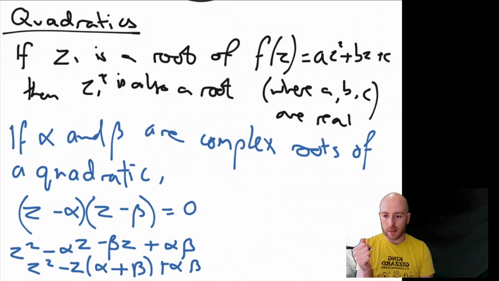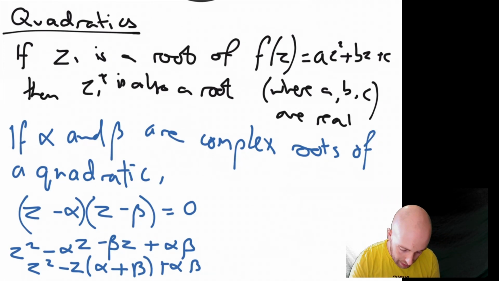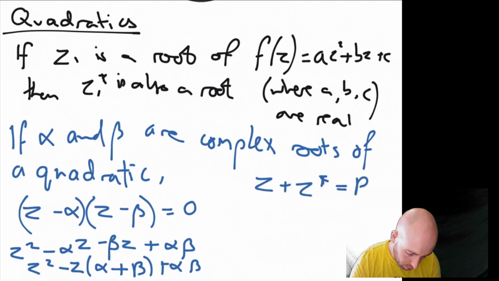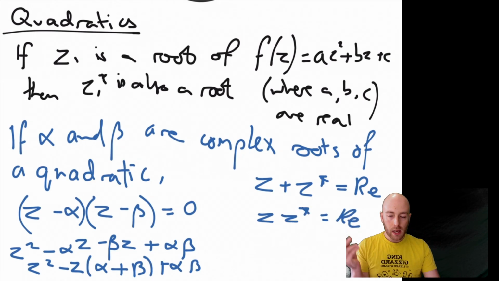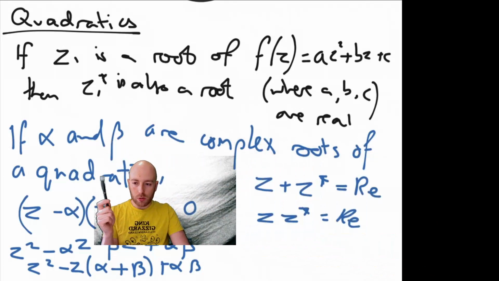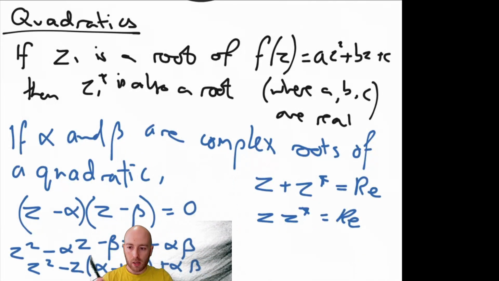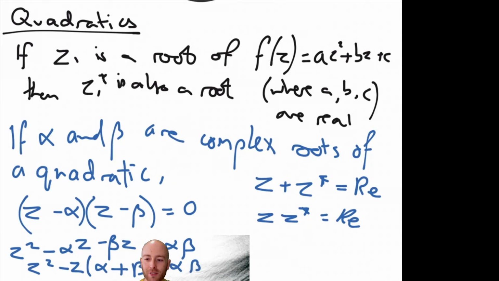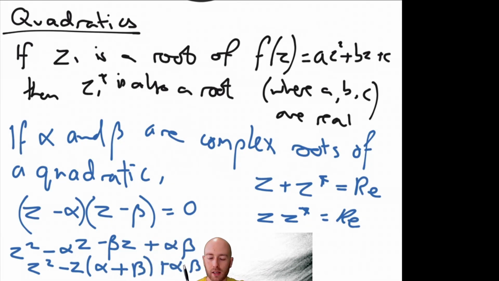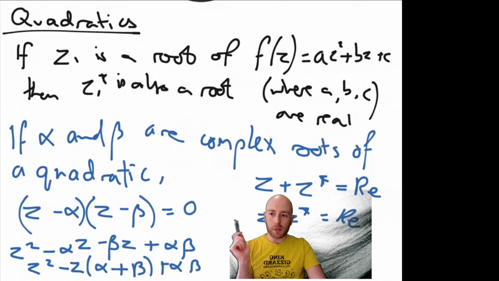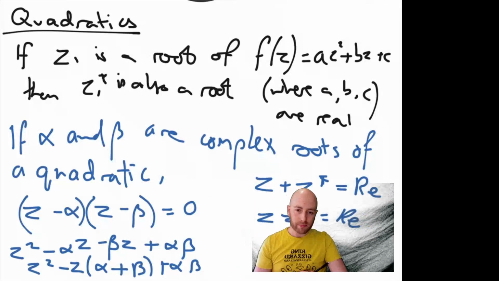So if we look at this, alpha plus beta and alpha beta, because we learned last time that z plus z star is real, and z times z star is real. Having two complex roots in a quadratic, when we multiply them out, they will give us a real term here, alpha plus beta and alpha beta, because they are complex conjugates of each other.